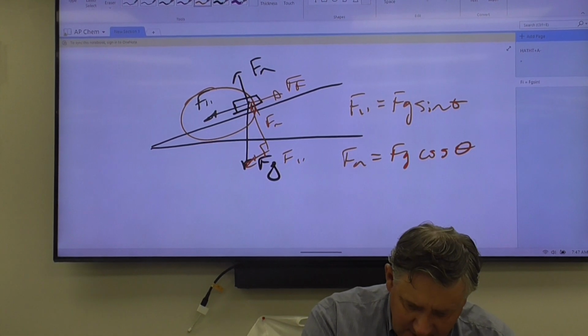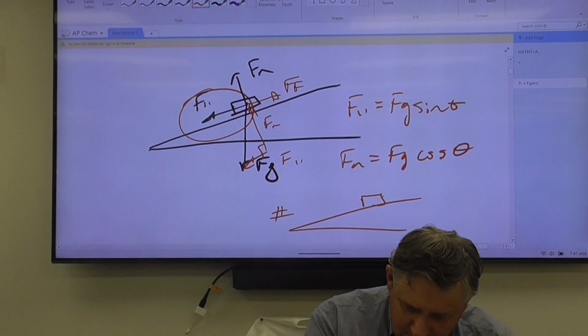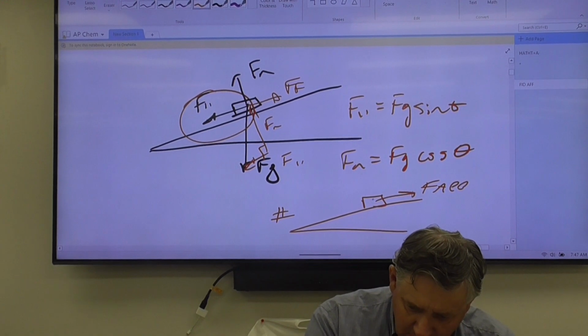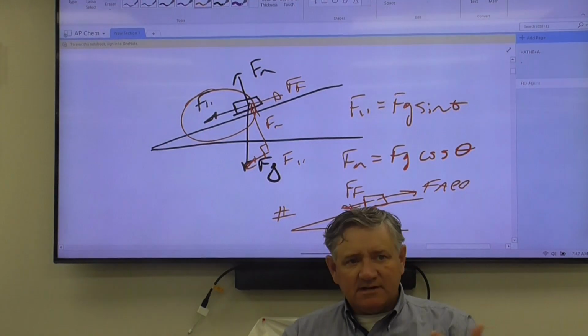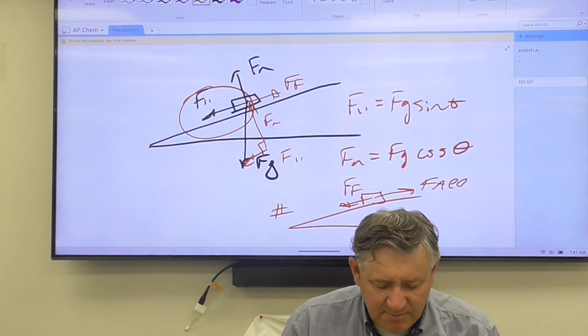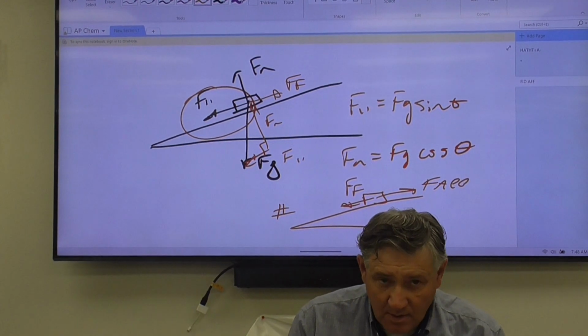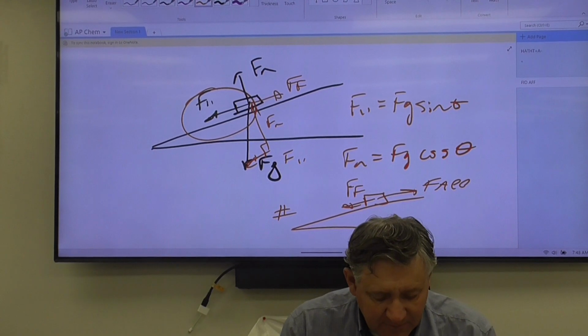So on number 10, here's your box. You're pulling it this way. If you pull it that way, your force of friction is going to act in the opposite direction. So that's why I said you have to be very careful about how you're defining the motion and then what sign that frictional force is going to have.